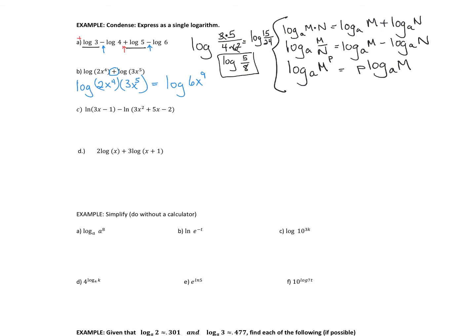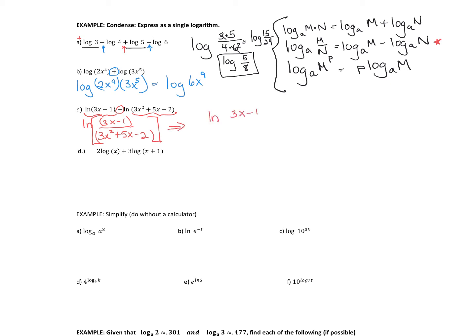Now remember, we don't have a rule for the log of a difference or the log of a sum, but I do have a log minus a log, which is this second rule here. So we will have the natural log of 3x minus 1 over 3x squared plus 5x minus 2. So it's not a log divided by a log, but a single logarithm. And let's see if I could simplify this as well.